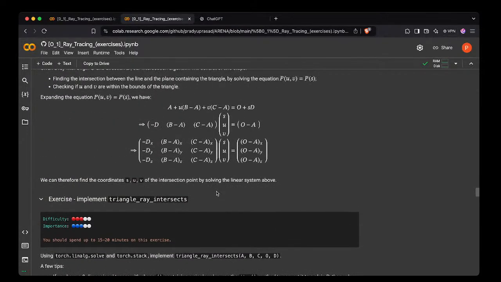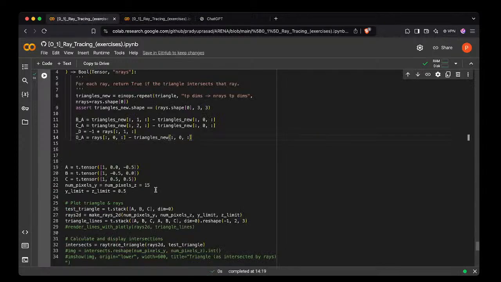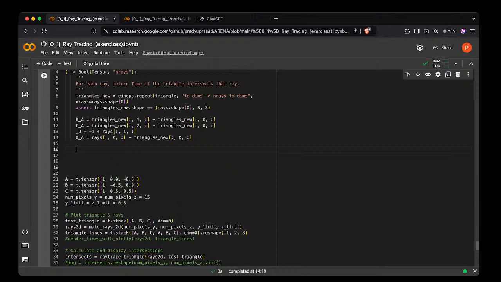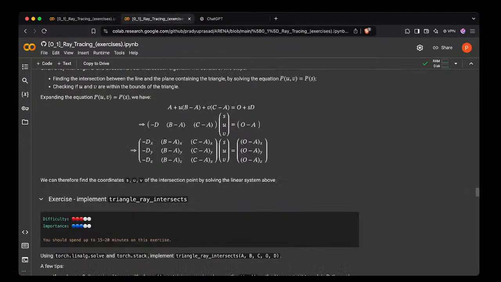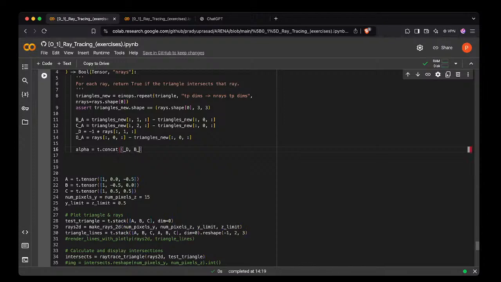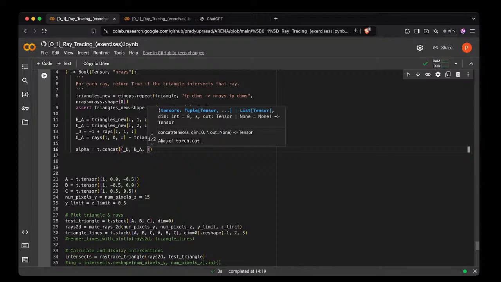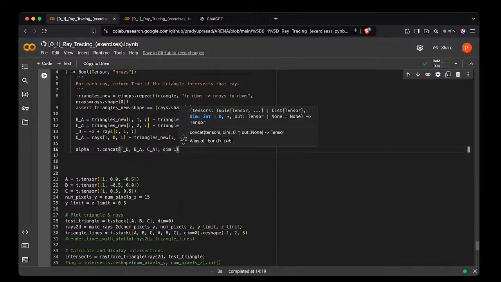Then we need to do this, my minus D, correct? So then I need to do minus D. So what is my A here? It is minus D, BA, CA, right? Minus D, my alpha equals torch.concat of underscore D, comma BA, comma CA, dimension equals 1.